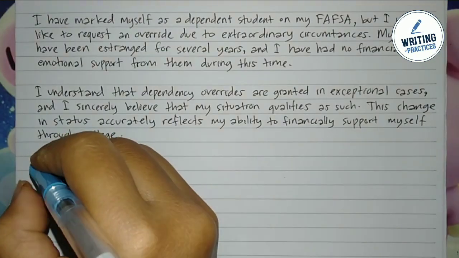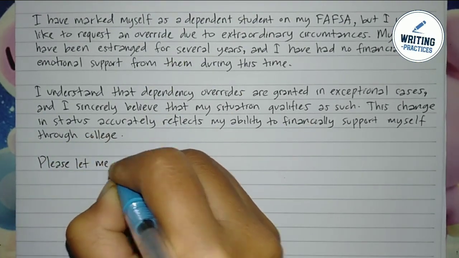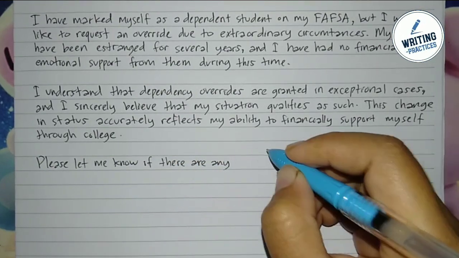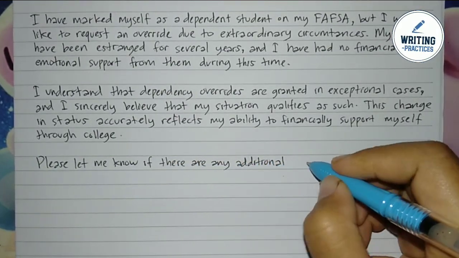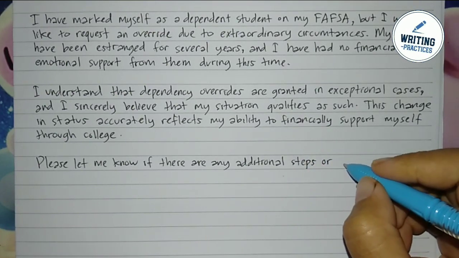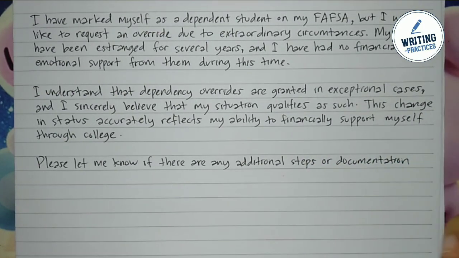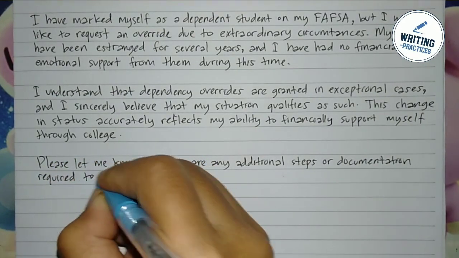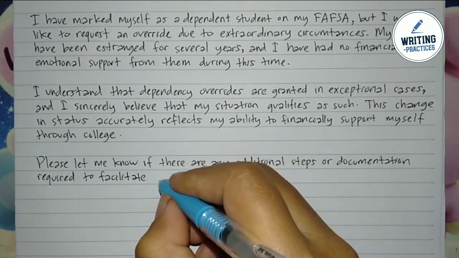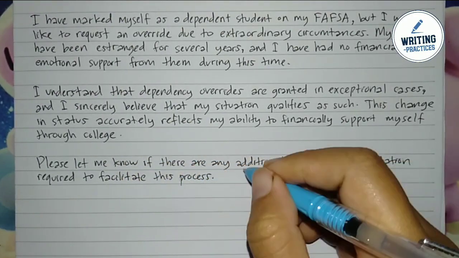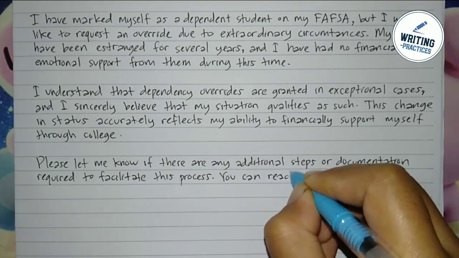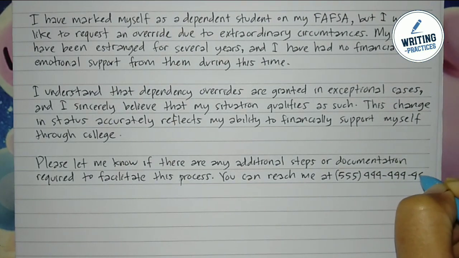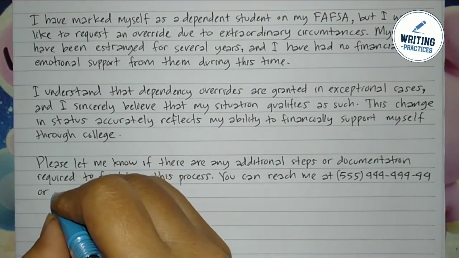In the fourth paragraph, ask the recipient to inform you about further details. There might be some procedures or documentation required to facilitate this process. And there is where you need to provide your personal contact information. You need to give your phone number as well as email address. Welcome the recipient to contact you for more details or clarification.